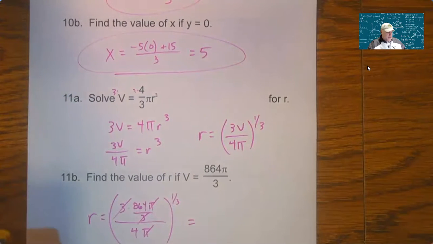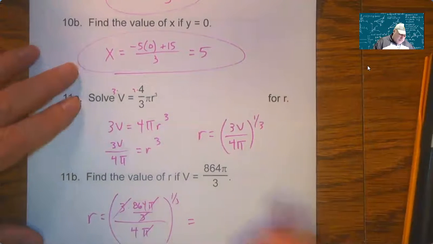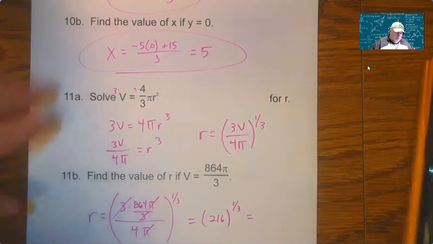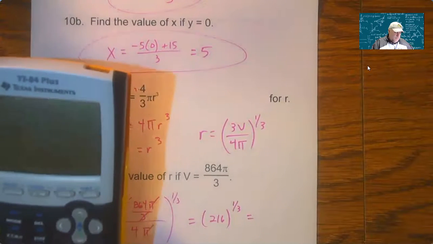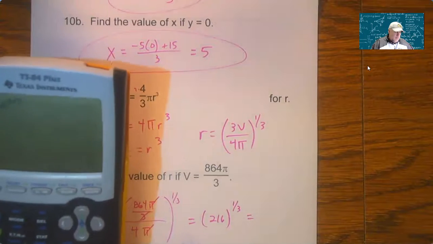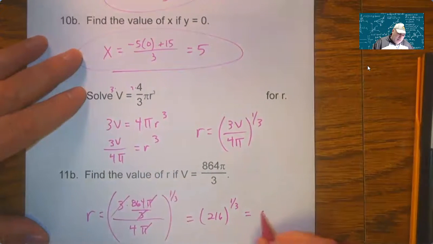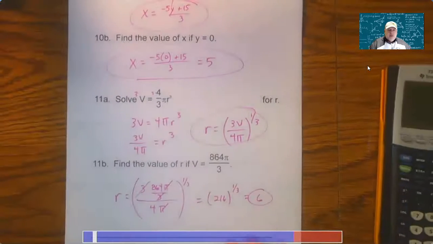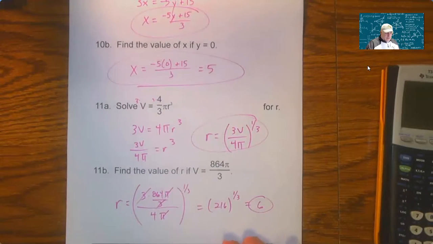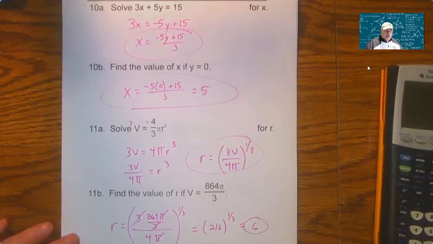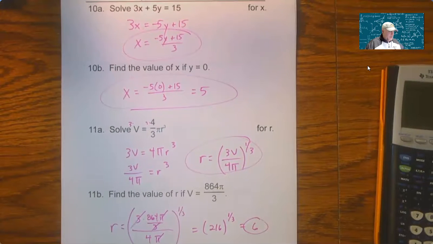864 over 4 is 216 to the 1/3 power. I believe is 6. To the 1/3 power is 6, indeed. And that is practice quiz 3 done in a hurry for quiz 8 in Algebra 2B for the second trimester.